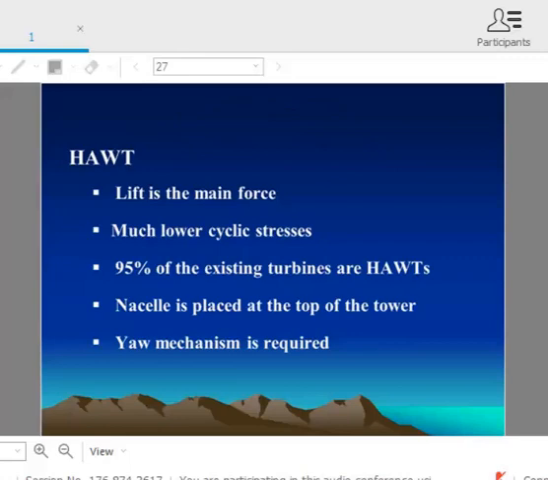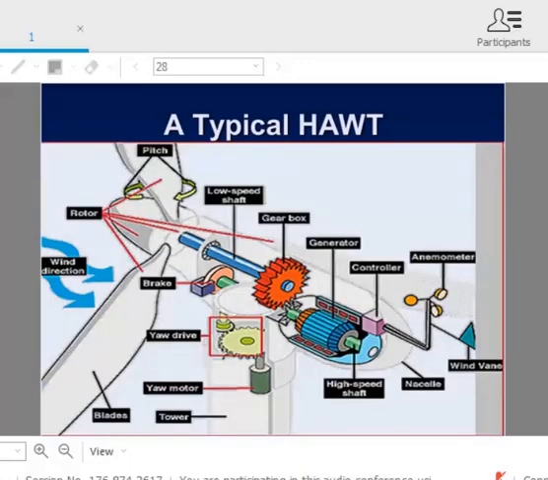That is the horizontal axis wind turbine. Lift is the main source, with much lower cycle stresses. 90% of the existing turbines are HAWTs. The yaw mechanism is placed at the top of the tower. It is required, so that whichever direction the wind comes from, the turbine will automatically turn into the wind direction. So like the typical HAWT, you can see here.